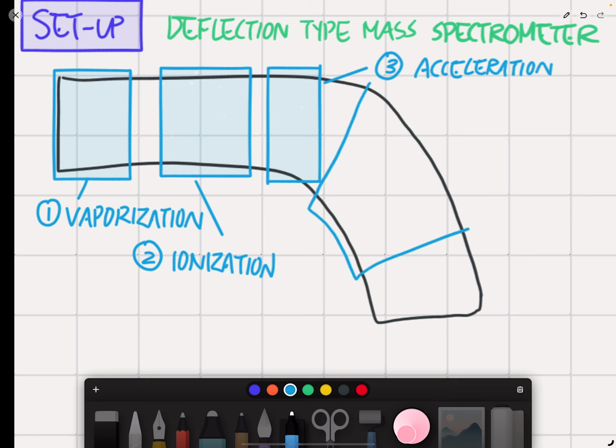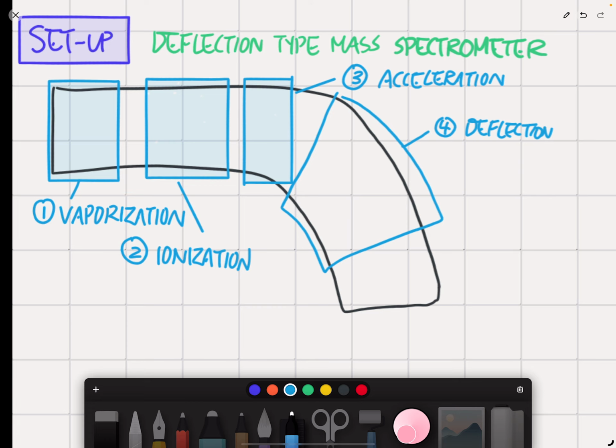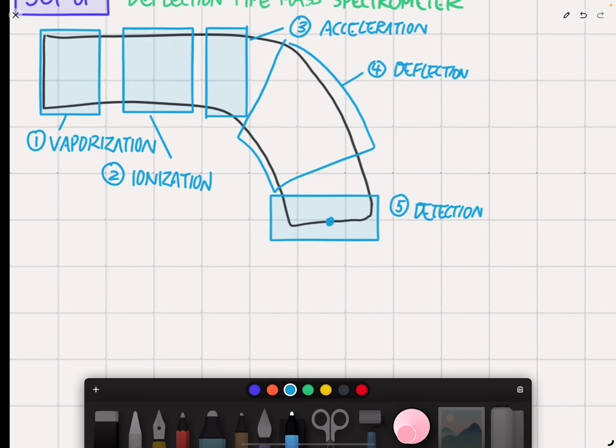Then we have the deflection chamber, which uses an electromagnet to bend the ions around, therefore the term deflection. Finally, we have the last stage, detection. The ions are directed to the detector, which is located at this end. When they hit the detector, they will be detected. We'll look at what happens in each of these stages, starting with vaporization.